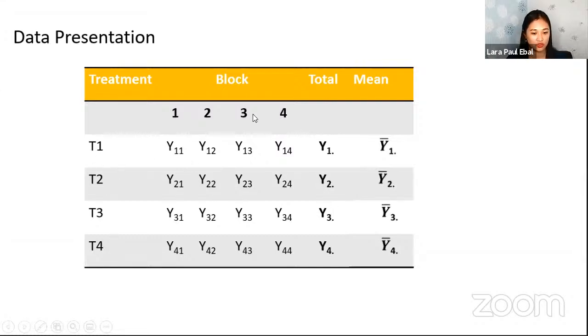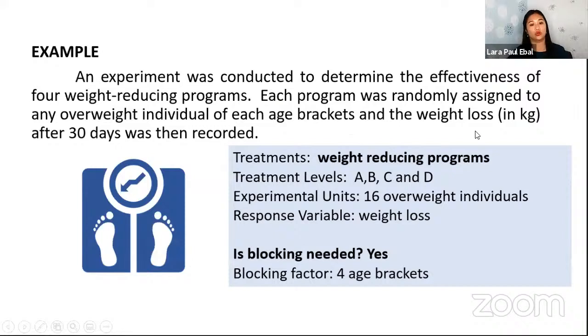So we have this. So 16 observations. And then we get the total and the mean, so that we'll be able to understand this design structure. So we have this example.